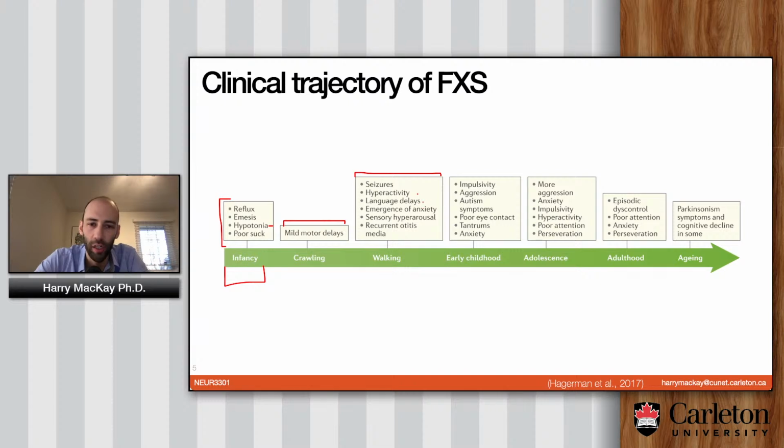Around this time is when language should start to be developing as well, and so you start to notice language delays, anxiety, hyperarousal, otitis media, that's an ear infection. Early childhood is characterized by impulsivity, symptoms of autism, poor eye contact, tantrums and anxiety, and just all around behavioral challenges, and so on all the way into adulthood. And by the time the individual is aging past adulthood and entering middle age and older, you start to see, in some cases, even further cognitive decline and Parkinsonism. So this also has a neurodegenerative component as it evolves.